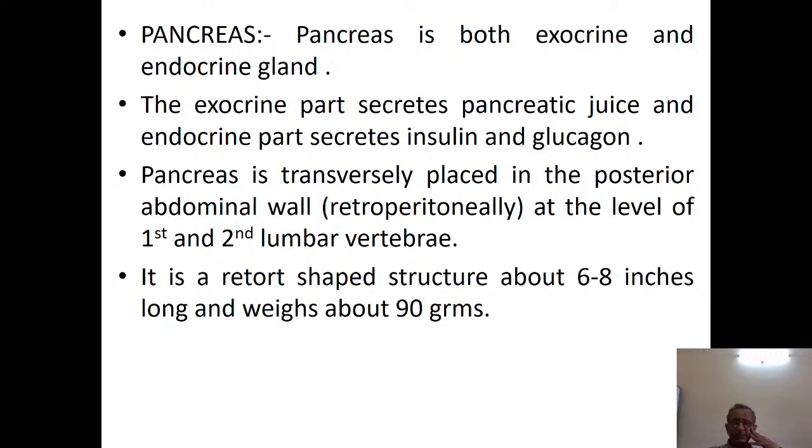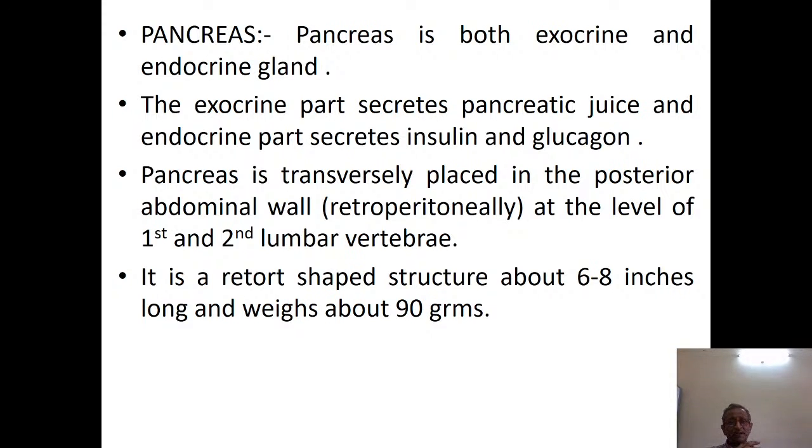Pancreas. The pancreas is both an exocrine and endocrine gland. Usually glands are either exocrine or endocrine, and there are certain glands like the pancreas that are both. The exocrine function means the secretions of the pancreas pass through the pancreatic duct to the second part of the duodenum, whereas the endocrine products of the pancreas directly join the blood circulation.